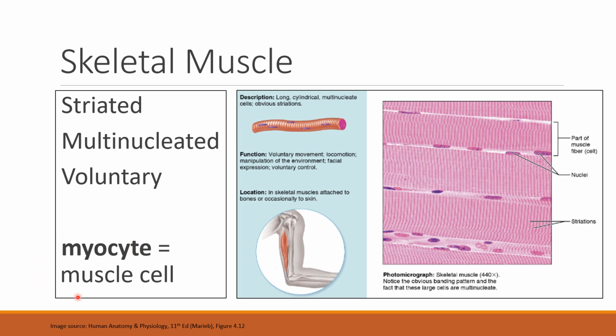Another thing I wanted to mention is this thing called myocyte. Whenever you see the word cyte, we talked about that in the last lab, that means cell, like cytology is the study of cells. Whenever you see the myo, M-Y-O, that means muscle. So a myocyte is a muscle cell. Okay, next slide.